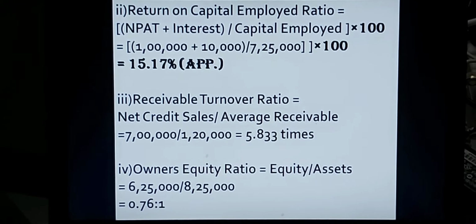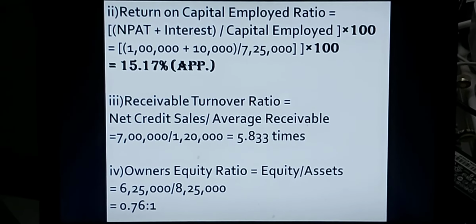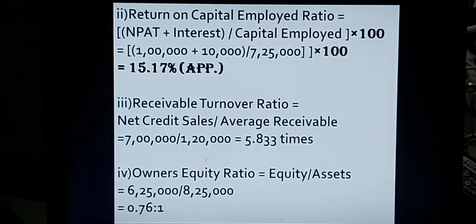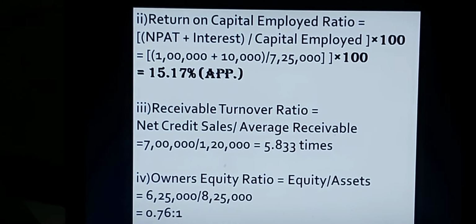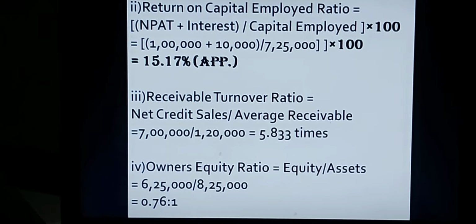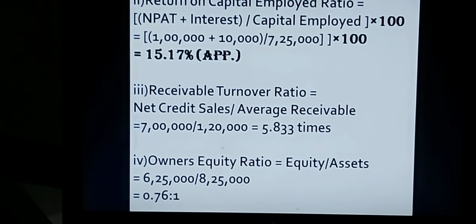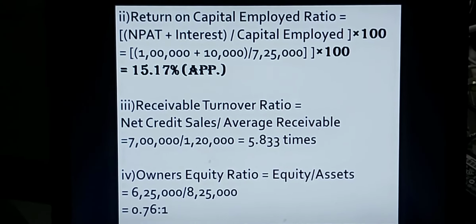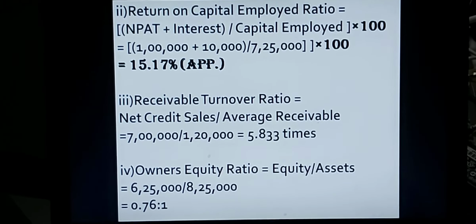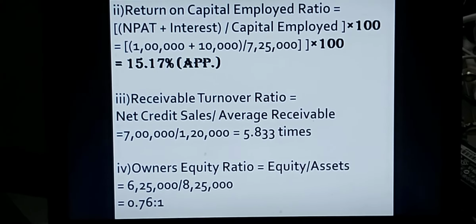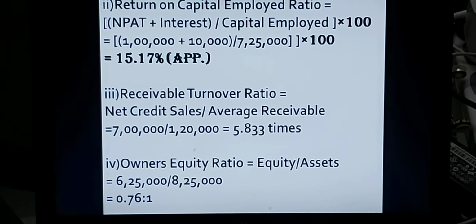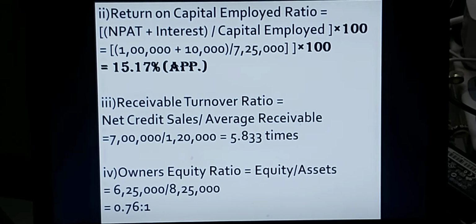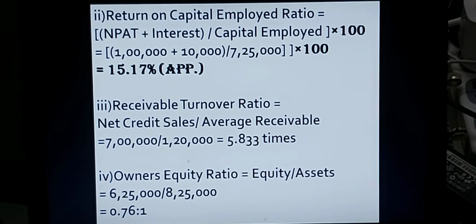Net profit after tax is available in the other information: taka 1 lakh, plus interest taka 10,000. You can see in the liability side a 10% mortgage loan of taka 1 lakh. So this is interest on the mortgage loan: taka 1 lakh into 10%, that is the amount of 10,000. So interest is taken from these items. Net profit after tax 1 lakh plus interest 10,000, divided by capital employed. In requirement B, you can get capital employed is the amount of taka 7,25,000.